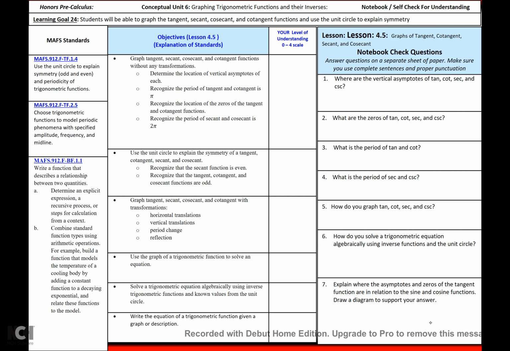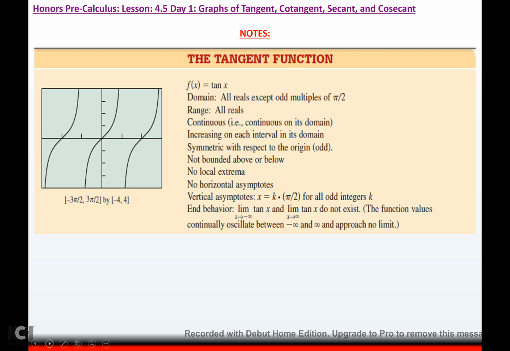All right, today we are going to talk about graphing these trigonometric functions. So we have the tangent function. The tangent function's domain is all reals except odd multiples of pi over 2, because if you can see, you have these asymptotes here at these alternating pi over 2's. So that's what it means by all reals except odd multiples of pi over 2, because you have those asymptotes on the odd multiples of pi over 2.